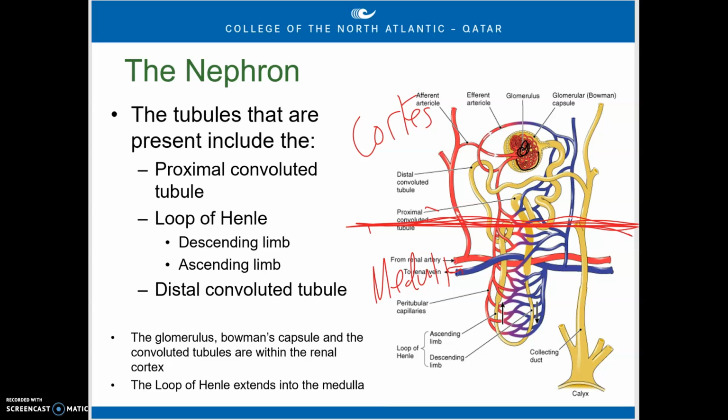Now the reason why that's important is because the cortex and the medulla have different osmotic concentrations, and this allows different things to move into and out of the tubules. So it allows us to use osmosis, which is passive transport, to concentrate or dilute our urine depending on how we need it at that particular time.